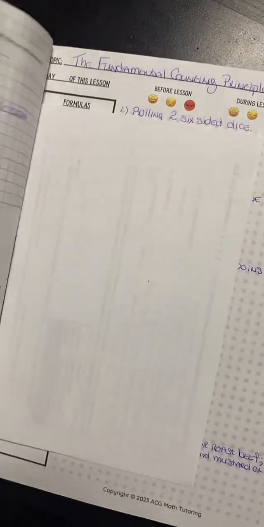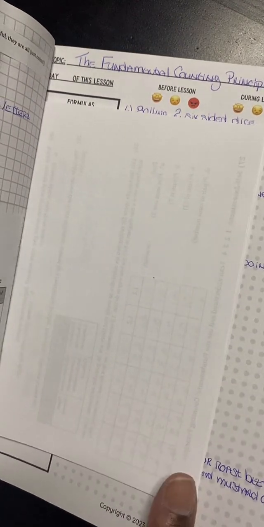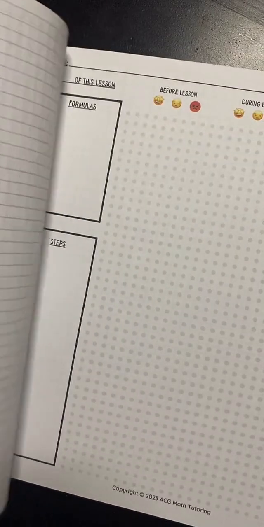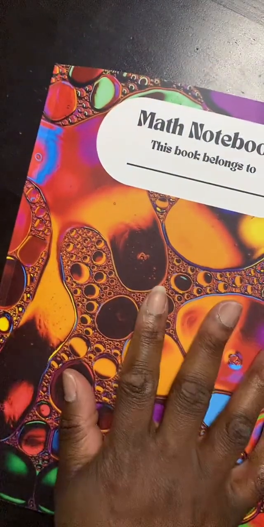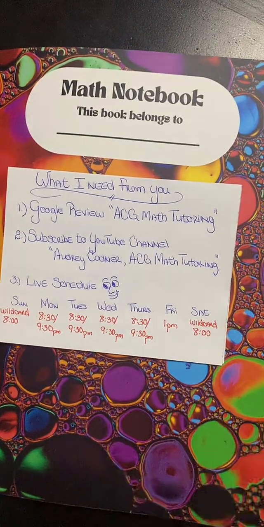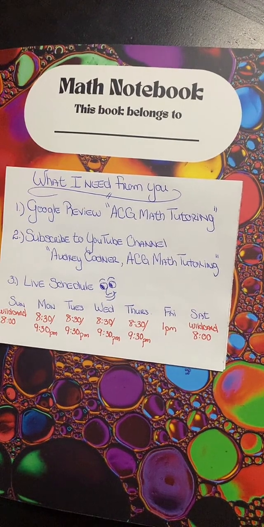And yes, we're going to be doing complex events. We're going to be doing the fundamental counting principle, and then mean, median, and mode. All right. So if you ever get stuck and you just need someone to say, hey, Audrey, can you take a look at this? Just shoot me a message, and we'll take it from there.